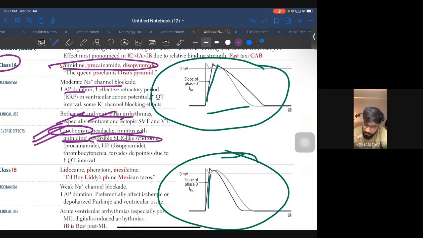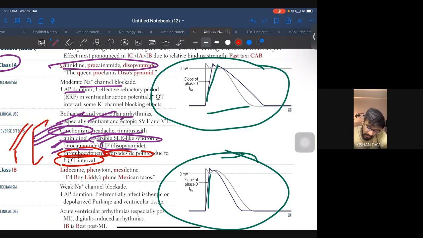Reversible SLE-like syndrome is important, seen with procainamide. Heart failure with disopyramide. So this is very important: tinnitus with quinidine, reversible SLE-like syndrome with procainamide, heart failure with disopyramide. Apart from this you have thrombocytopenia, and torsades de pointes due to increasing QT interval. This adverse effect part is very high yield.